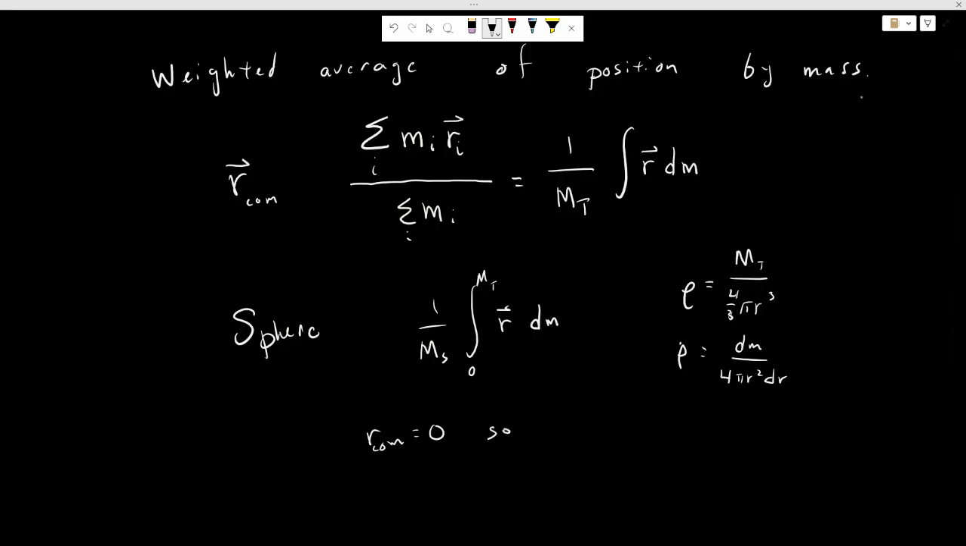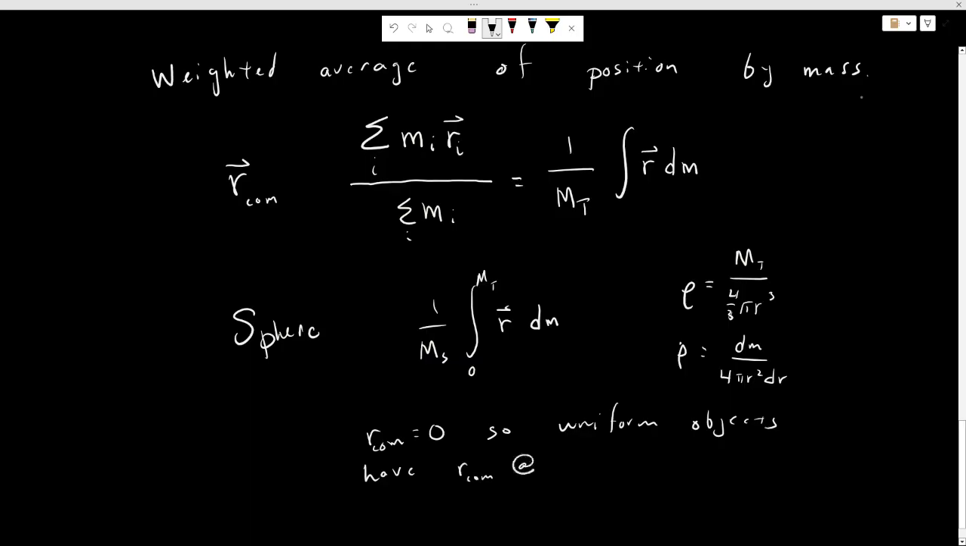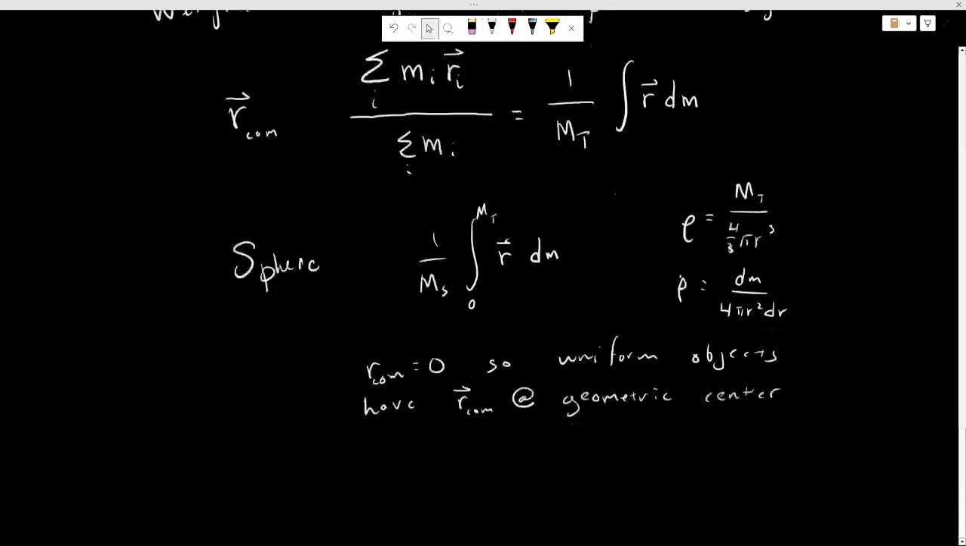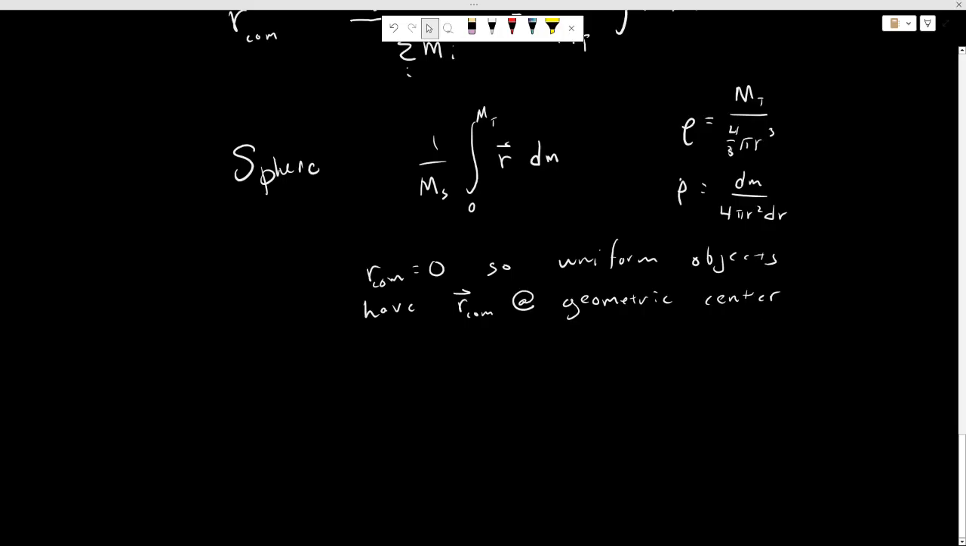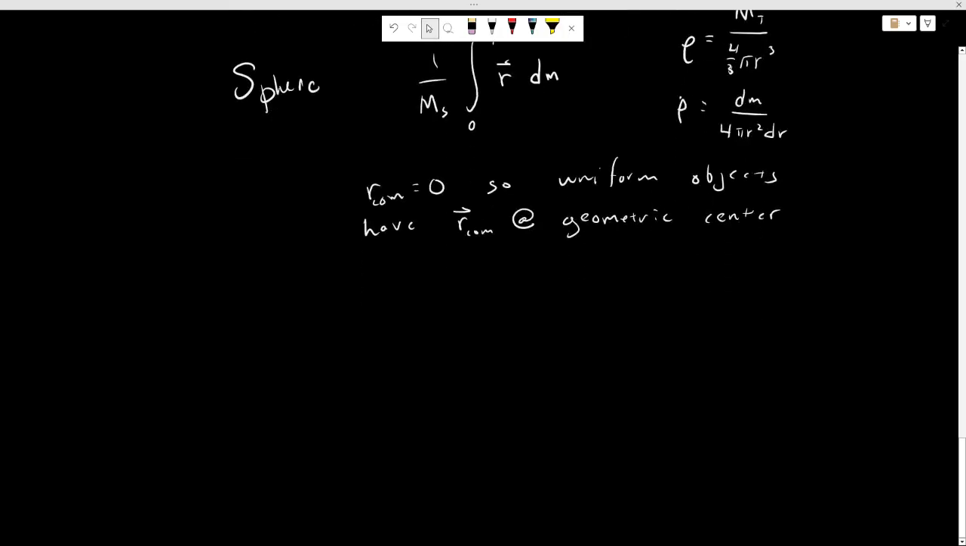So uniform objects have their center of mass at the geometric center. And really, we're going to treat 99.9% of objects that way.